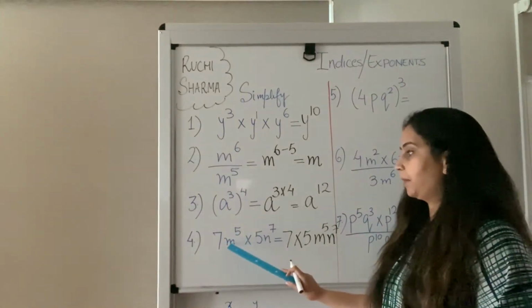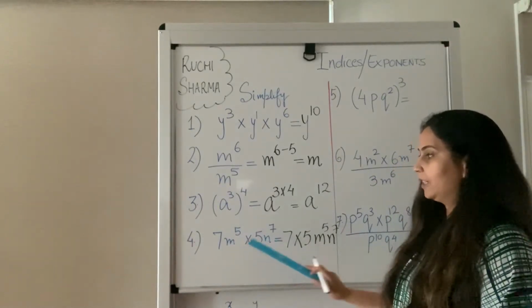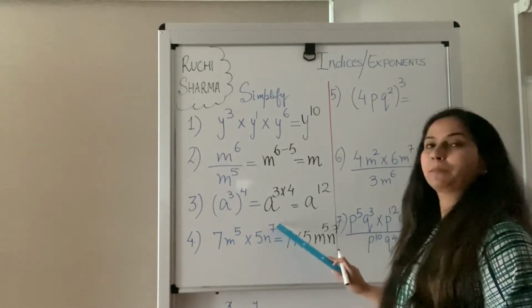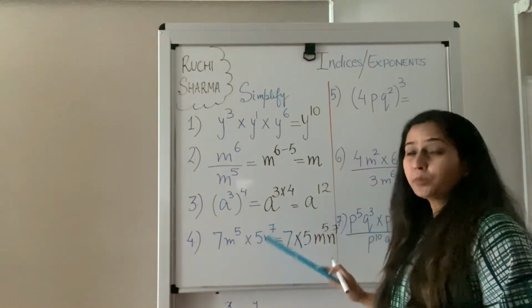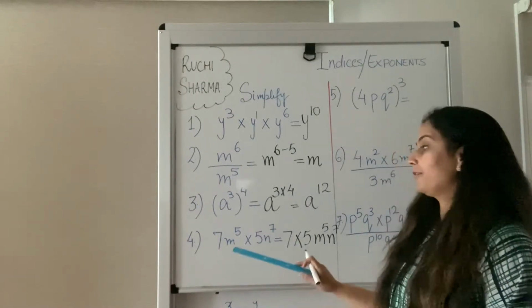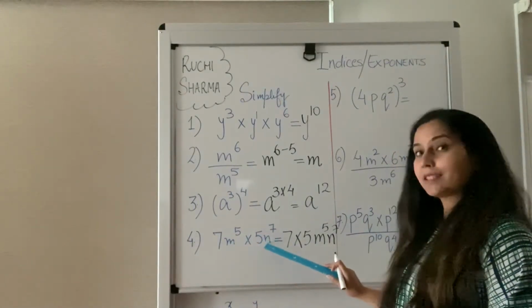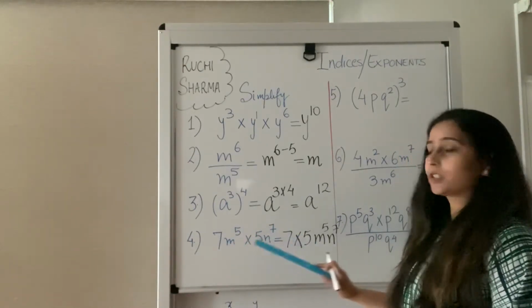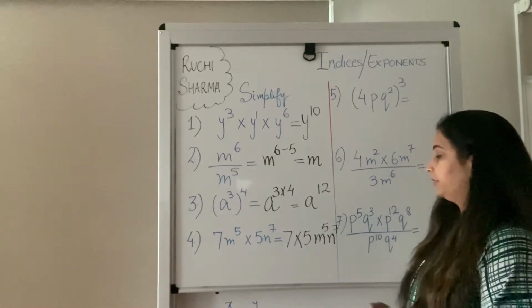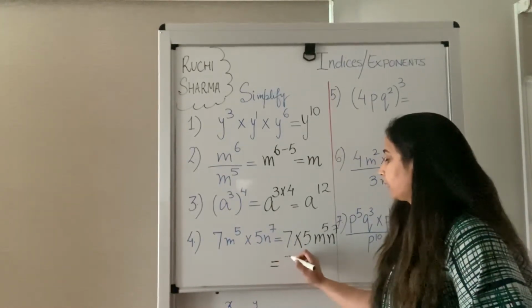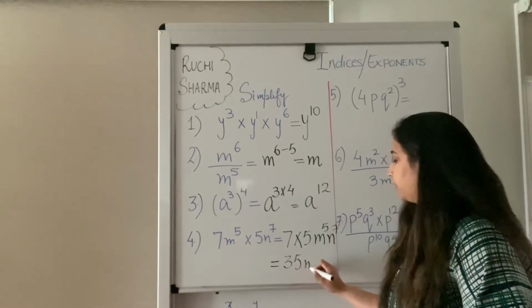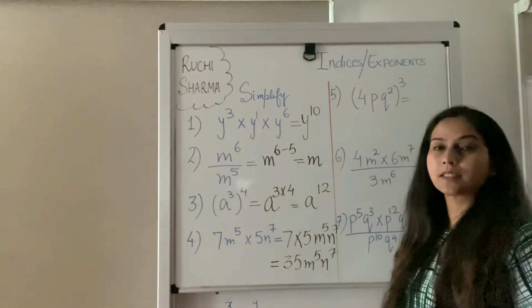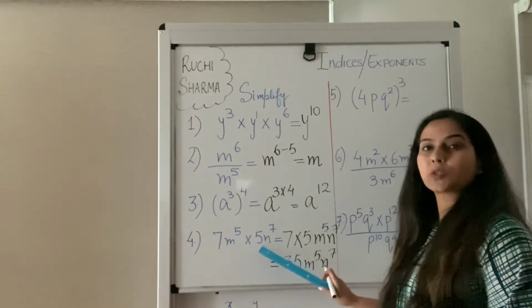See, because the base here and here is different. Here you have m to the power 5, here you have n to the power 7. So the rule can be applied to club them only if they have the same base or the same power. But in this case, neither is the same. So this will be 7 times 5, which is 35, and m to the power 5 and n to the power 7. That's the simplified answer to this expression.